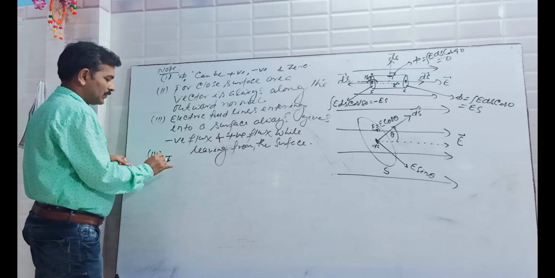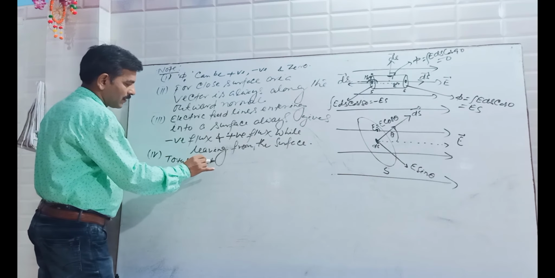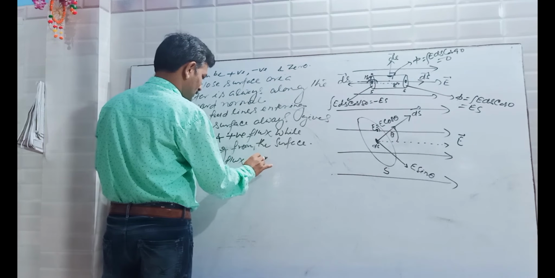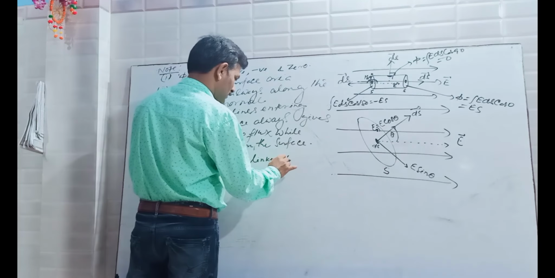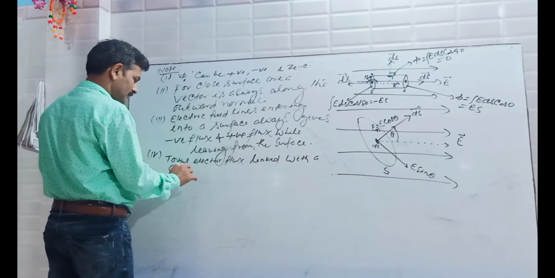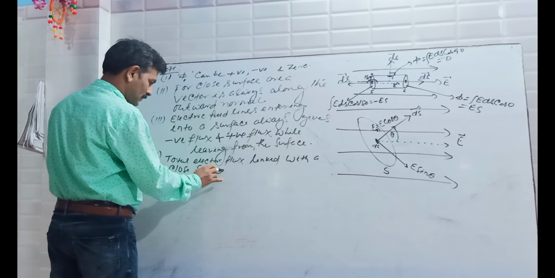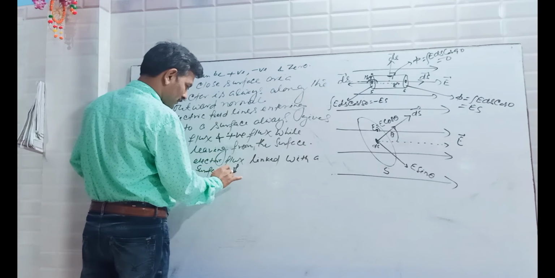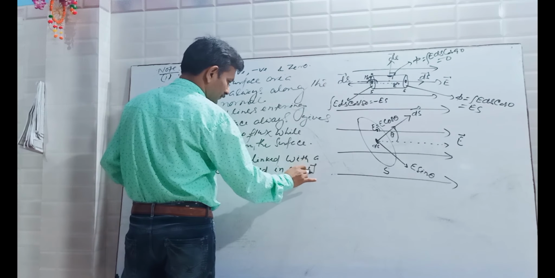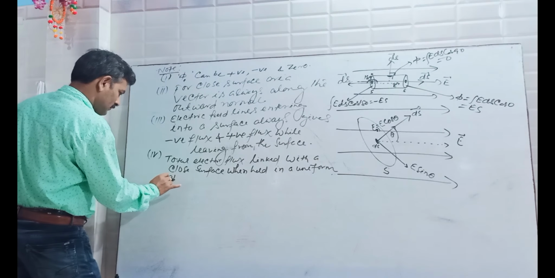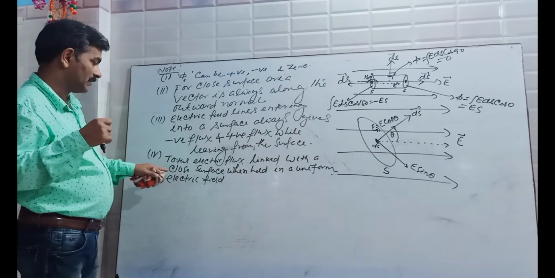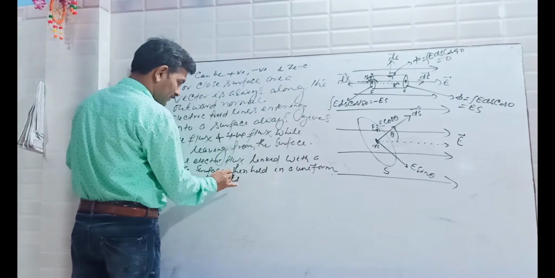The fourth one is total electric flux. Total electric flux linked with a closed surface when held in a uniform electric field is 0.